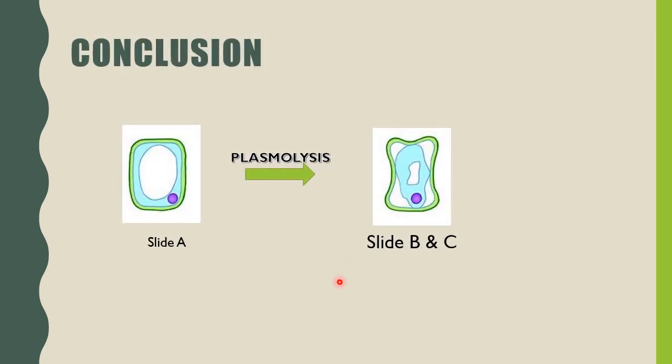Slide A, the cell appears to be swollen or turgid. A turgid cell is one in which the cell membrane is expanded. It touches the cell wall. So it is full of water. In slide B and C, the cell membrane is shriveled. Due to loss of water, the cell membrane moves away from the cell wall. This process is known as plasmolysis.